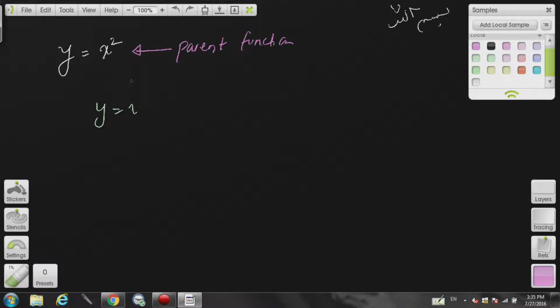The parent function, or the parent graph, is a representative. In other words, if you understand the parent function, you can understand a whole host of other quadratic functions. So this is the most basic of the quadratic functions. So we must endeavor to try to understand this thoroughly. So that's what we're going to do. So the first question is, what does this look like? What's the graph of y equals x squared?